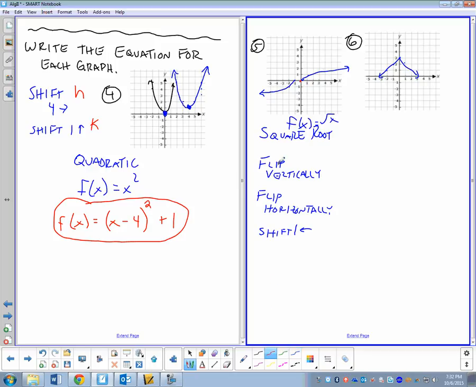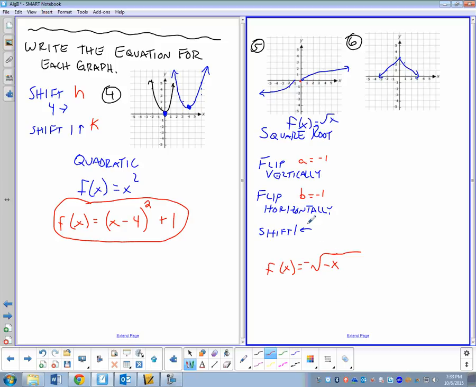So we need to remind ourselves, if it was flipped vertically, is that going to be an A, a B, an H, or a K? Flipped vertically is going to be an A, and it means that my A is a -1. So when I write this, in front of my square root, I'm going to put a -1, which really means I only need to put the negative sign. I don't really need to write the 1. All right, if it flipped horizontally, that's a b value, and it means that my b is -1, which means inside my square root, I'm going to have a negative in front of my x, a -1. You don't need to write the 1. You can just write the negative.